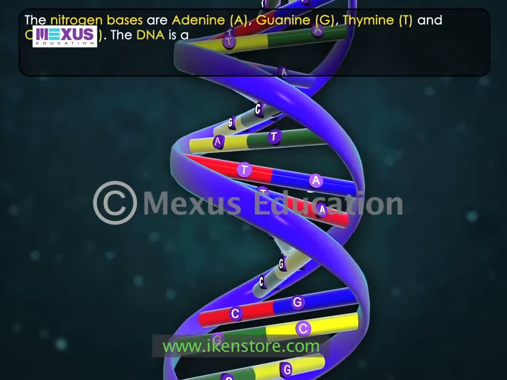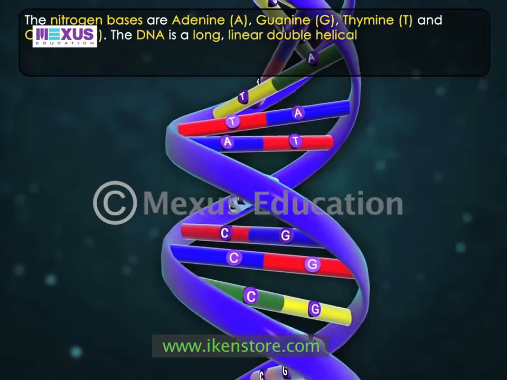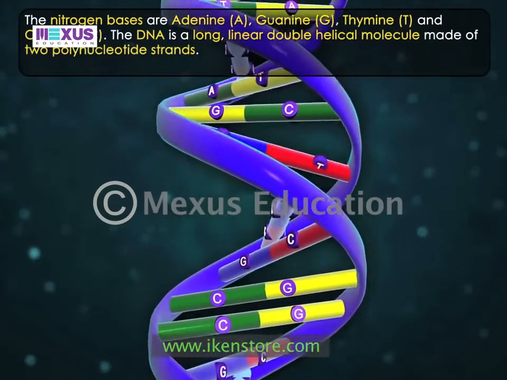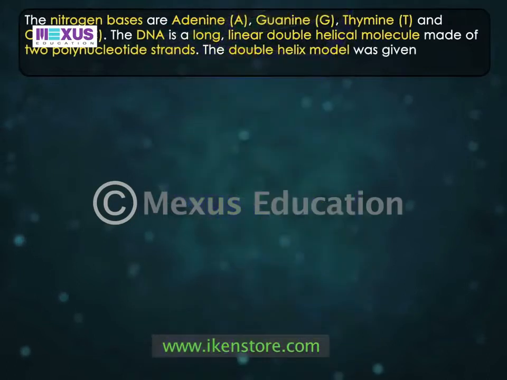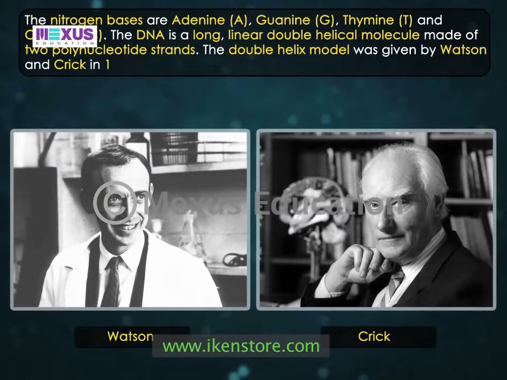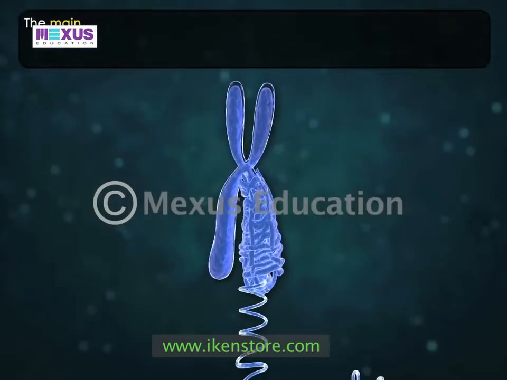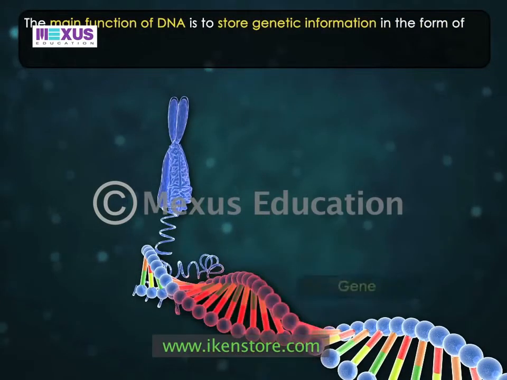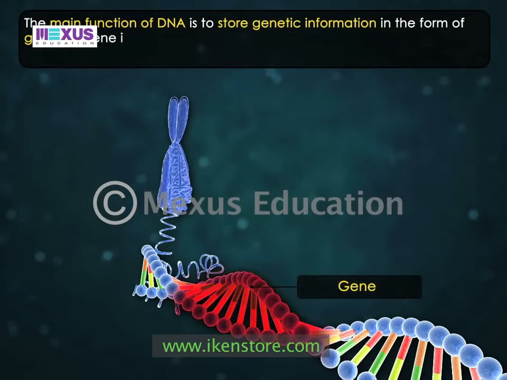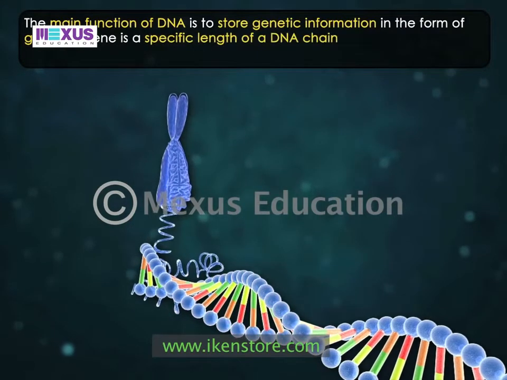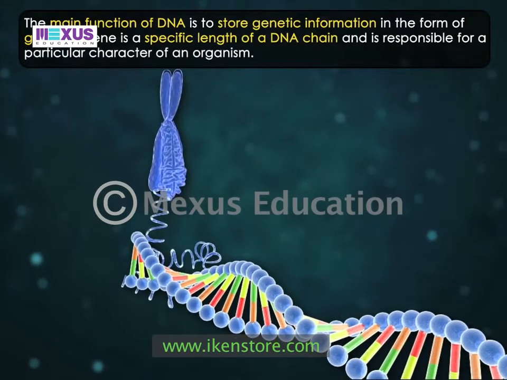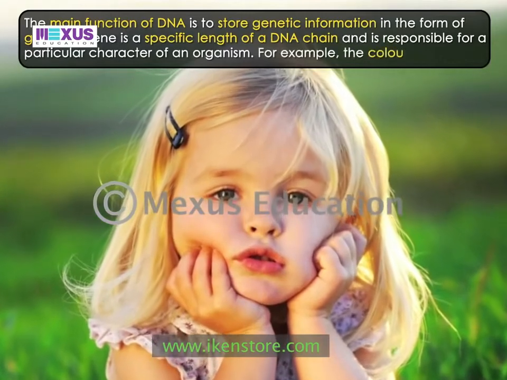The DNA is a long, linear double helical molecule made of 2 polynucleotide strands. The double helix model was given by Watson and Crick in 1953. The main function of DNA is to store genetic information in the form of genes. A gene is a specific length of a DNA chain and is responsible for a particular character of an organism. For example, the color of hair.